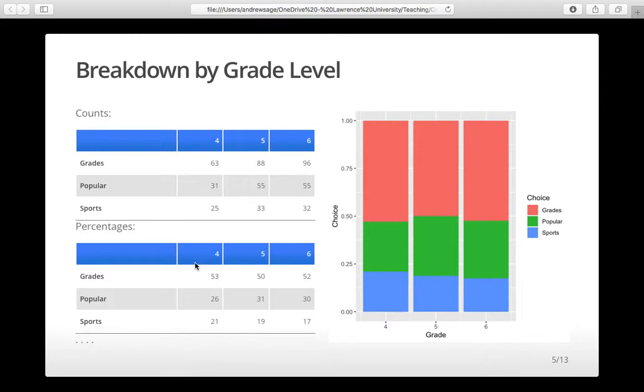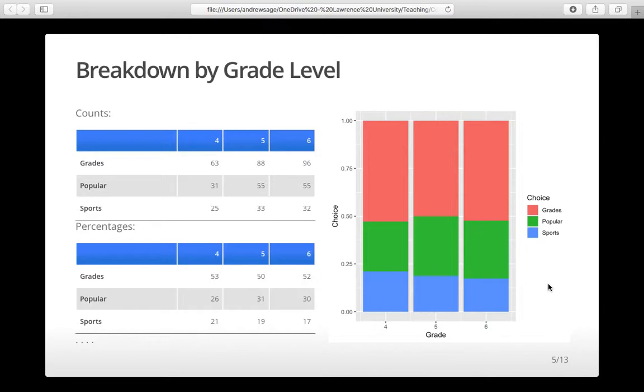We see that for 4th graders, 53% preferred grades. For 5th graders, 50% preferred grades, and for 6th graders, it was 52%. Popularity was second for all three grades, followed by sports. On the right is a graphical breakdown. We can see that for each group, grades were most commonly picked. The bars of the graph appear pretty similar for the three different grades. Maybe there's a little bit of a difference, with 5th graders seeming to pick popularity a little bit more than the others, but to me those bars don't look all that different.